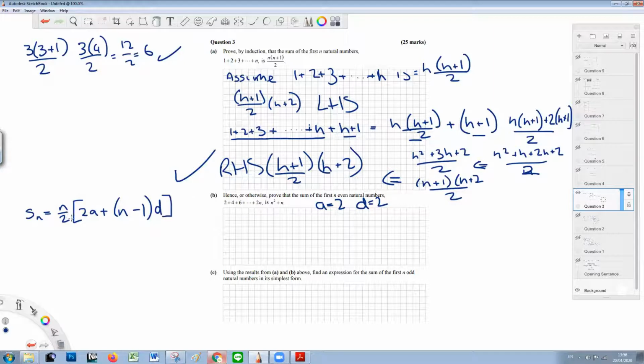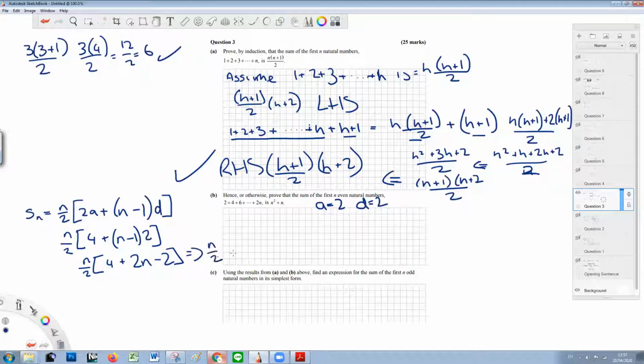And our n in this instance, we'll just leave it as n because we're looking for some value of n. So that's just going to be n over 2. 2 times a is going to be 4, plus (n minus 1) times d, where d is 2. So that's going to become n over 2 times (4 plus 2n minus 2). So that's just going to be n over 2 times (2 plus 2n).